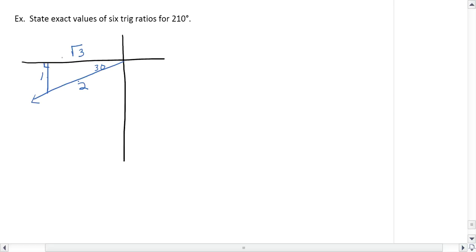You always need to pause here a moment after you label the sides and check your signs for positive and negative. We're down here in the 3rd quadrant. Therefore, our x would have to be negative and our y is negative. And now we're ready to proceed. So the sine is opposite over hypotenuse, gives me a negative 1/2. Cosine is adjacent over hypotenuse, negative square root 3 over 2.